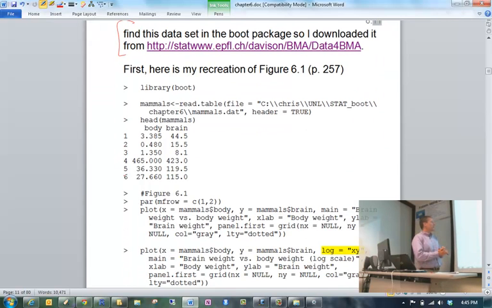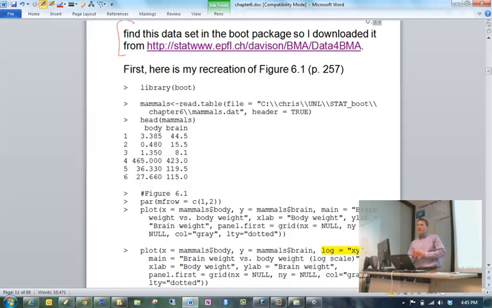So anyway, this is what the data looks like. For example, the first animal had a weight of 3.385. The brain was 44.5. Unfortunately, I don't know what the units are here, and also, unfortunately, it doesn't say what the actual animals were.